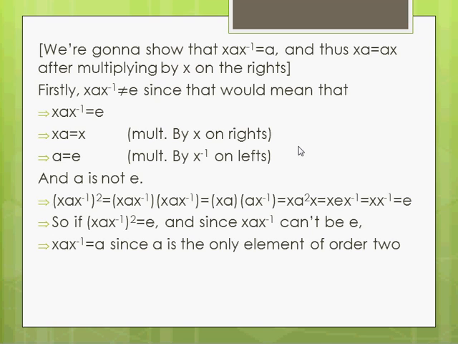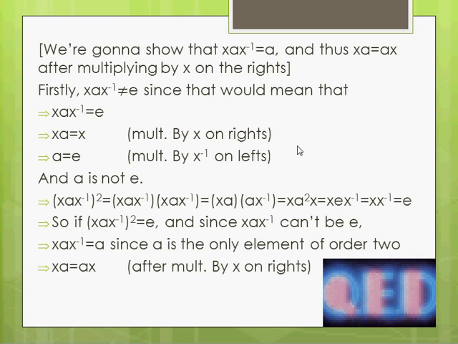So, once again, this one might take a little while to go back and forth to wrap your mind around it, but I promise you it's worth it. It's a very interesting one once you get the whole picture. So we've shown that XA X inverse has to be A. And since that's true, multiply on the right by X and piece of cake after that. Got a little QED there, changing it up from the check mark.